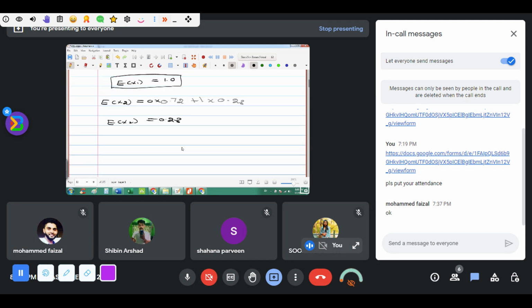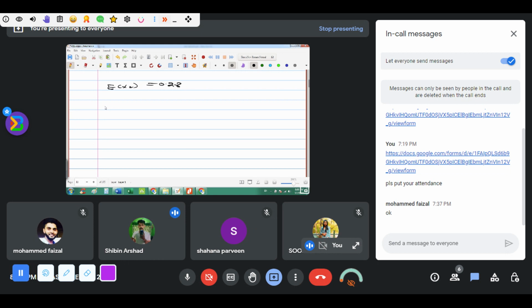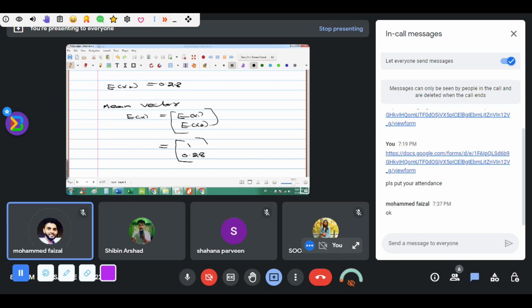That completes the mean vector. Therefore, the mean vector E of x equals, you know the formula, E of x1 and E of x2. E of x1 value is 1, and this value is 0.28. So, I move to the next one.